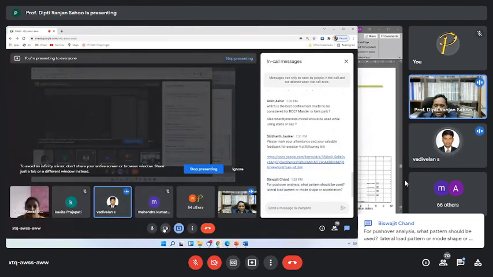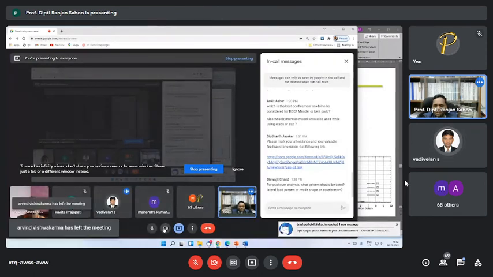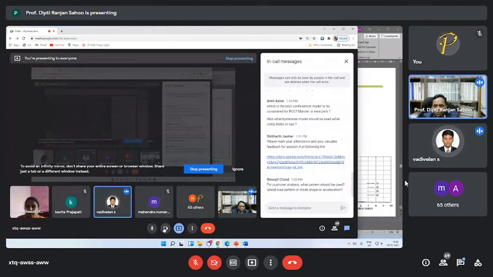It depends. You can use any of them: lateral load pattern, mode shape, or acceleration based. But if you ask me, I always prefer to go by the mode shape method as the pattern for the pushover analysis, because the mode shape is more related to displacement rather than the force pattern. So I will always prefer the mode shape, but you can choose any of them. Mode shape is more realistic to me.